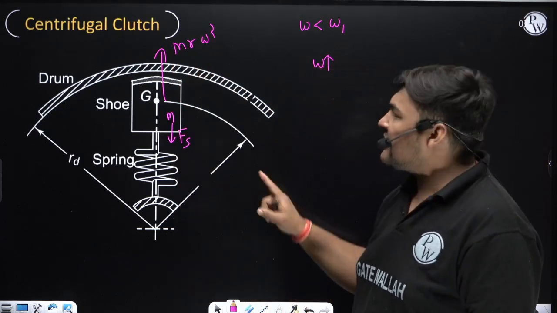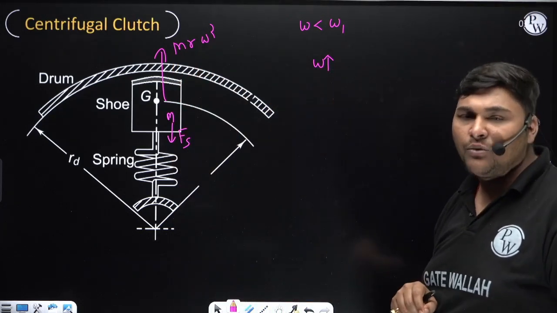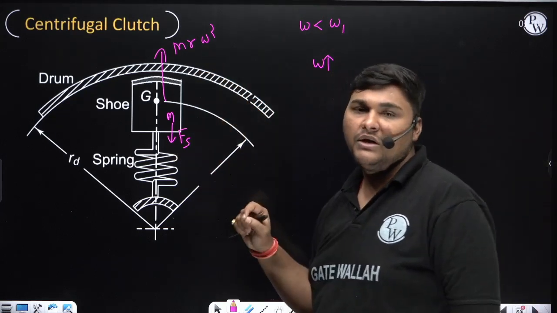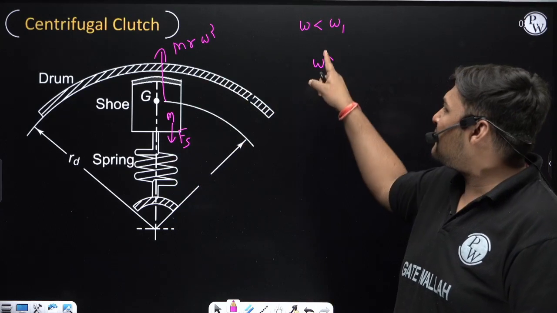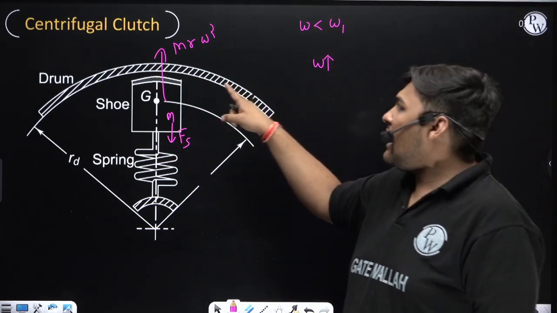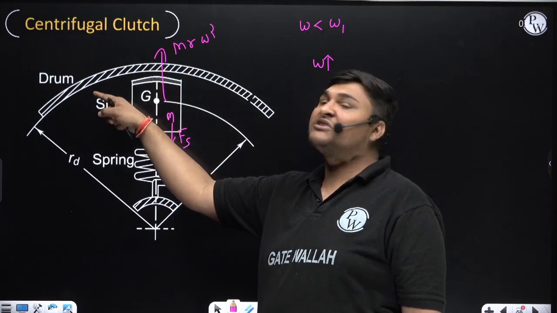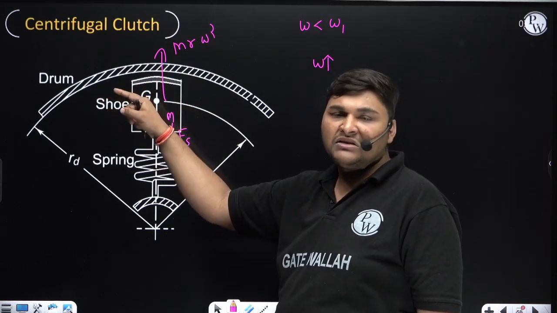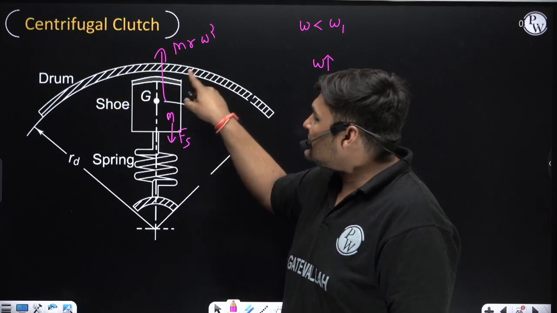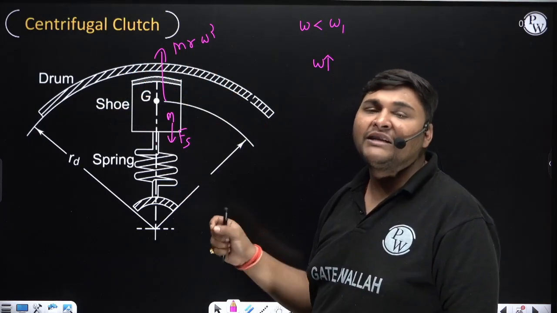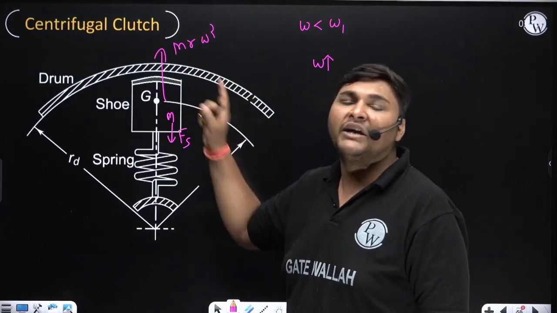So when omega is less than omega 1, the centrifugal force will get balanced by the spring force, because if the speed omega is less than omega 1, the spring has not touched the drum. This centrifugal force will get balanced by the spring force, because the spring has elongated freely due to this centrifugal force.